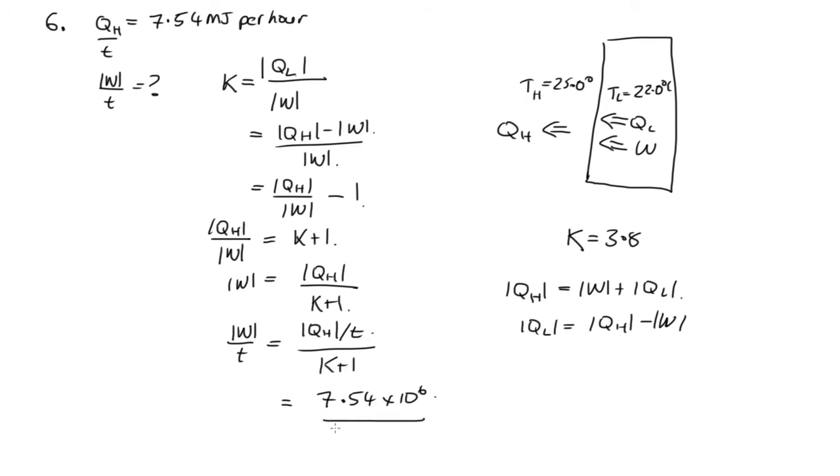So per hour, in an hour, it's 60 times 60 seconds. So that's the time there. And K is equal to 3.8 plus 1. And so solving this on the calculator, we have 436 watts, which is equal to 440 watts to two significant figures.